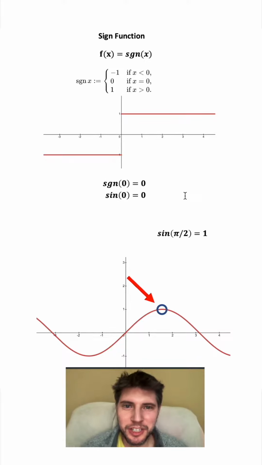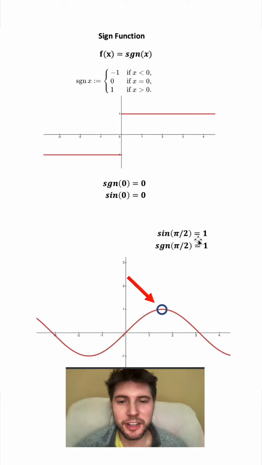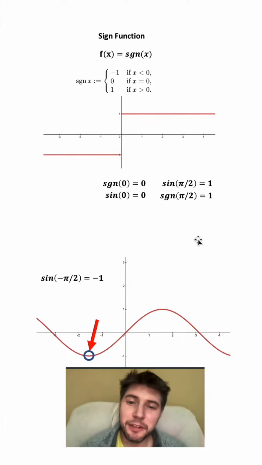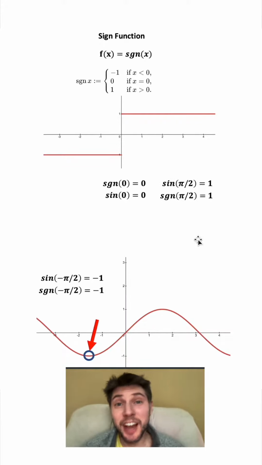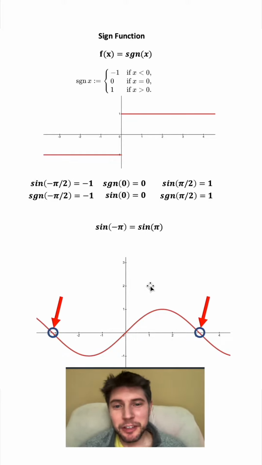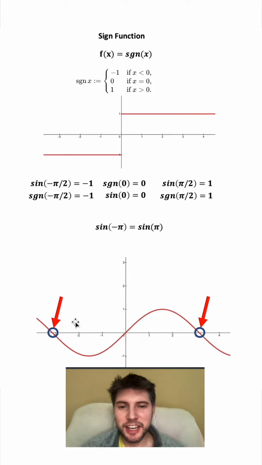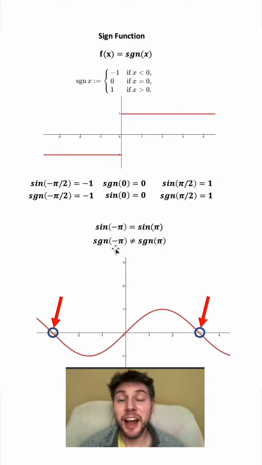Sine of pi over 2 is equal to 1, and sine of pi over 2 is equal to 1 because pi over 2 is positive. That's kind of cool. And also over here, sine of negative pi over 2 is equal to -1, but sine of negative pi over 2 is also equal to -1 because it's a negative number. And we can have a little bit more fun with this. The sine function hits the x-axis at both negative pi and positive pi, so we can say sine of negative pi is equal to sine of pi, but sine of negative pi does not equal sine of pi.